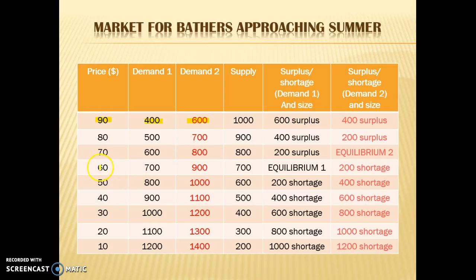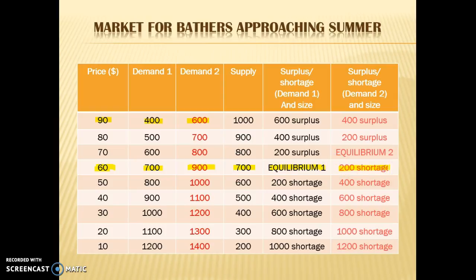So the old equilibrium point, equilibrium 1, was at a price of $60. At demand 1, we had demand of 700 and supply of 700, and this was our old equilibrium point. But now if we supply at a price of $60 per bathing suit, we're going to have demand of 900. So now we have demand 2. Demand 1 doesn't exist anymore. With supply of 700, we're going to have a shortage of 200 units.